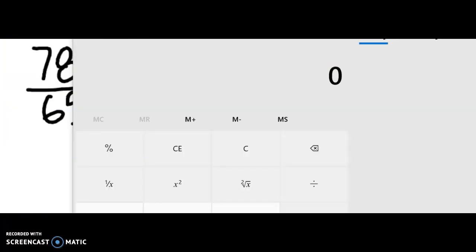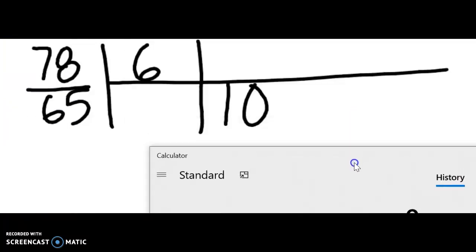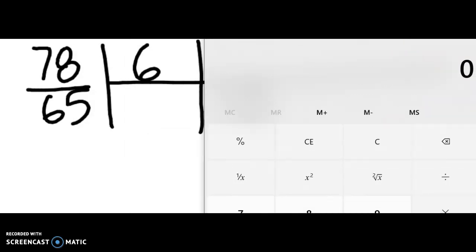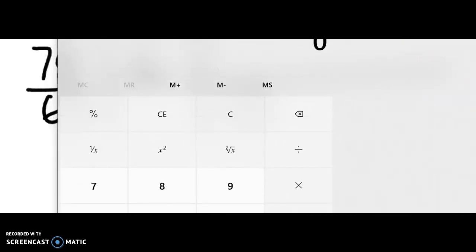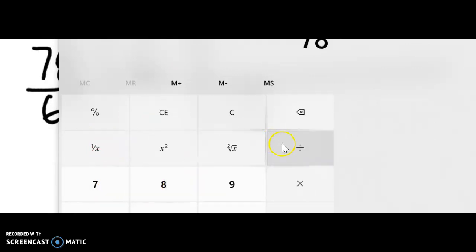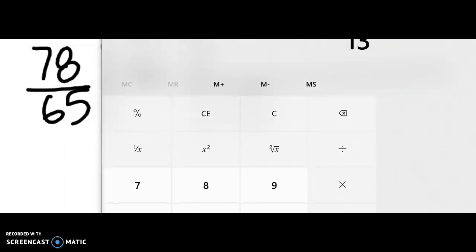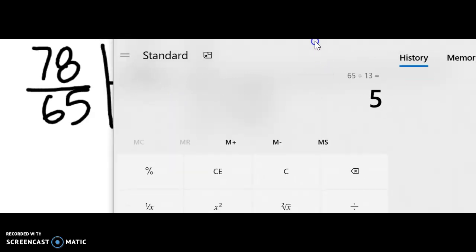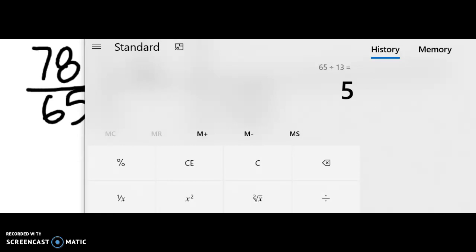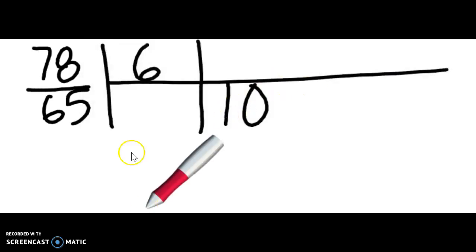Okay, so what I want you to do is think of this as equivalent fractions. So how do we get from 78 to 6? I'm going to take my 78 and divide it by 6. And when I do that, it comes up with 13. So now I have to take my 65 and divide it by 13. And yes, you could spin your wheels doing this, but honestly, right now we have use of a calculator, we're going to use it. So 65 divided by 13 is going to give us 5. So our answer right here is going to be 5.